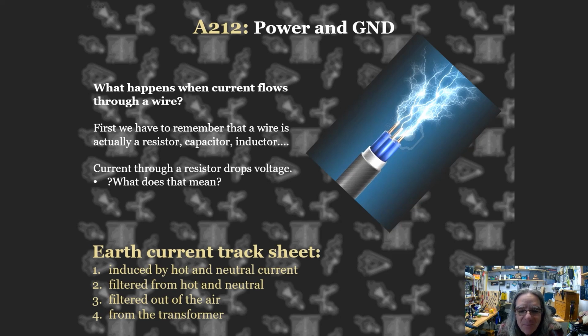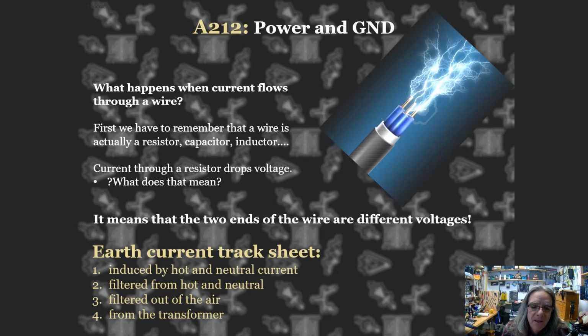So let's get back to thinking about what happens when current flows through a wire. Remember that a wire is a resistor, capacitor, inductor, has all that stuff going on. But if we just think in simple terms of a resistor, what happens when a current flows through a resistor? It drops the voltage. But what does that mean for us? That means that the two ends of the wire are now at different voltages, right? If the wire is dropping voltage, then there's a voltage difference between one end of the wire and the other. So they are at different voltages now.